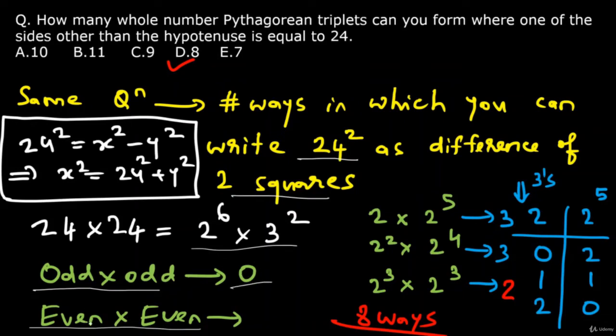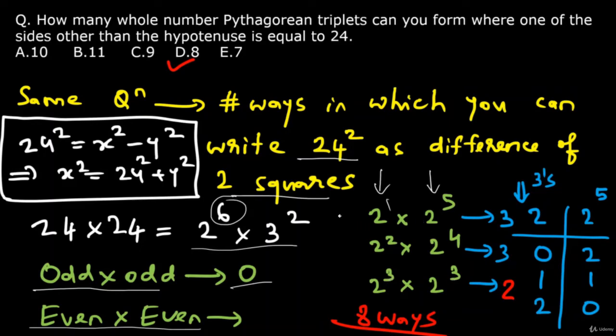Now, let's see in how many ways you can write it as even into even. Now, you have 6 2's, right? To make it into even, all possibilities, we can distribute these 2's into two numbers in these ways. This is the first number, this is the second number. So, I can give 1 2 over here and 5 2's over here, or I can give 2 2's over here and 4 2's over here, or I can give 3 2's over here and 3 2's over here.